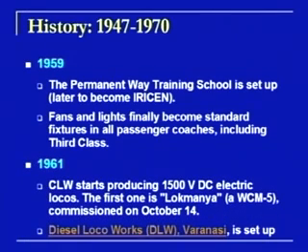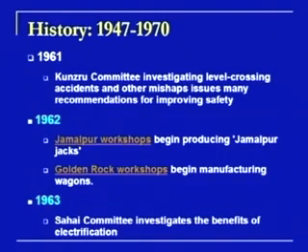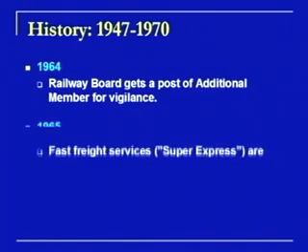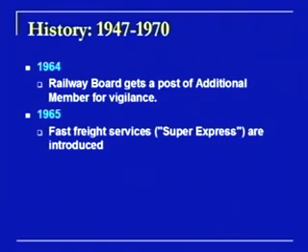Chittaranjan Locomotive Works started producing electric locomotives, and the loco works at Varanasi was also set up in 1961. There was the Kunzru committee, which investigated level crossing accidents. This is one of the important safety aspects which is still creating problems for Indian Railways. There were some more workshops which started manufacturing wagons. Then there was a committee which investigated the benefits of electrification in 1963. Some more changes were made to the railway board, one in terms of vigilance.